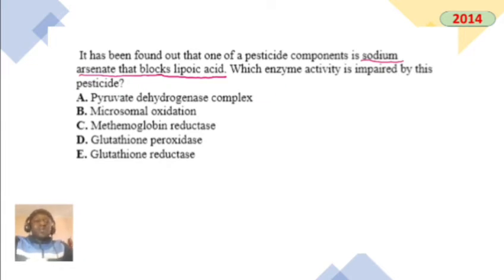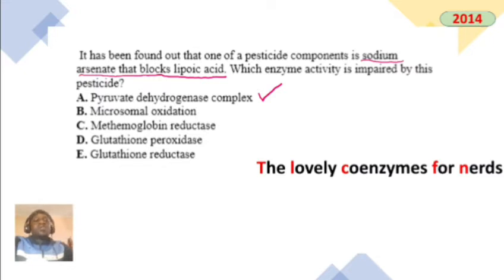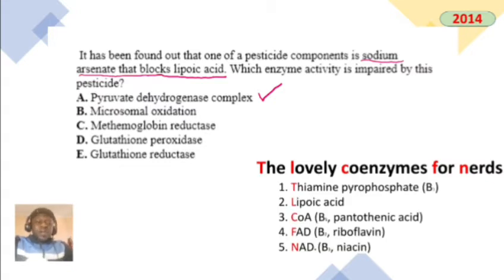So just to refresh your memory, this pyruvate dehydrogenase complex actually has five coenzymes, right? There is a simple mnemonic which says the lovely coenzymes for NADS, right? They are five. Thiamine pyrophosphate, that's vitamin B1. Lipoic acid, which is just lipoic acid. And then coenzyme A, that's vitamin B5 or pantothenic acid. FAD, or vitamin B2, that's riboflavin. NAD, or vitamin B3, that's nicotinamide or niacin, right?